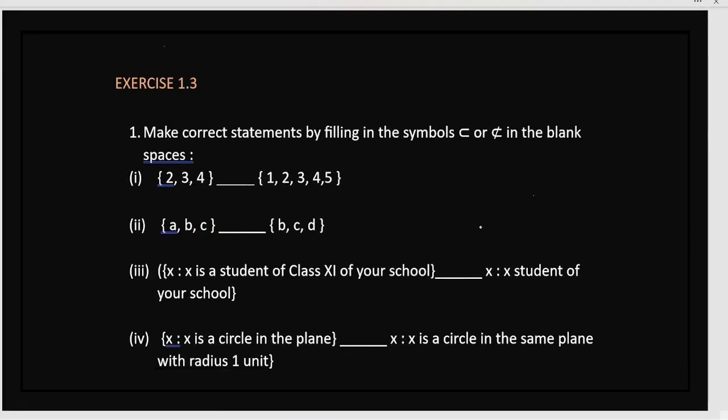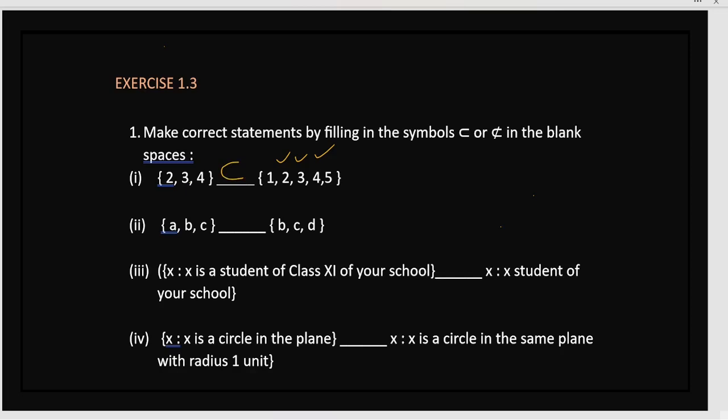The first question is, make the correct statements by filling in the symbol subset or not a subset in the blank spaces. See, {2, 3, 4}, is it a subset or not a subset? {2, 3, 4} is a subset of this. Yes, 2, 3, 4 are present in the second set also. So {2, 3, 4} is a subset of {1, 2, 3, 4, 5}.